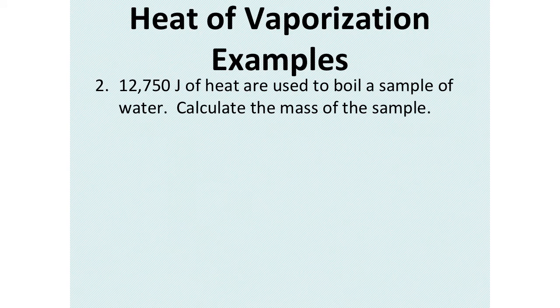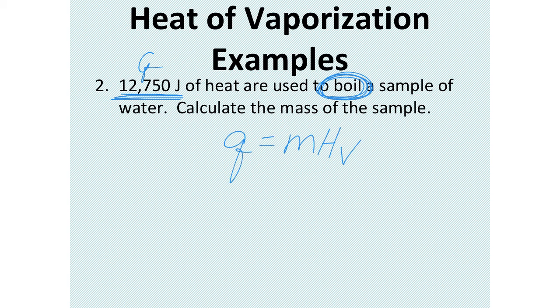All right, question number 2. We are starting with 12,750 joules of heat, so that's going to be the Q value, used to boil. That tells us which formula we can use. So we're doing mHV. And we are using water, so we know we can use the constants off of table B. Calculate the mass of the sample. That's what we're looking for.